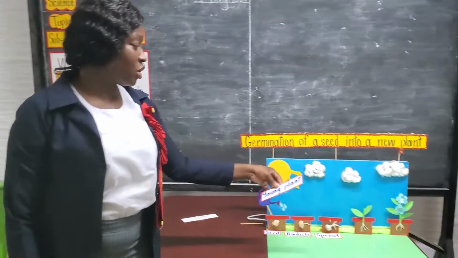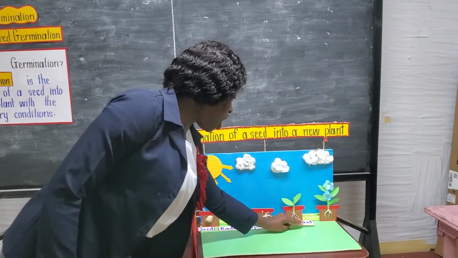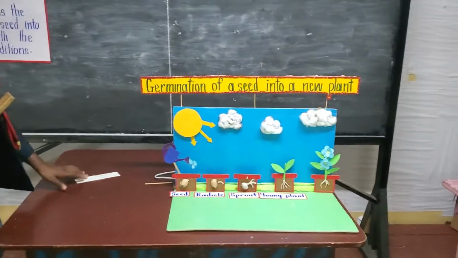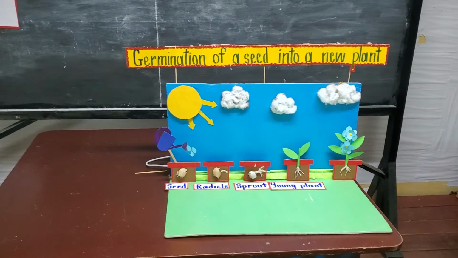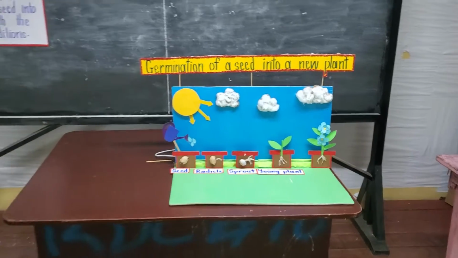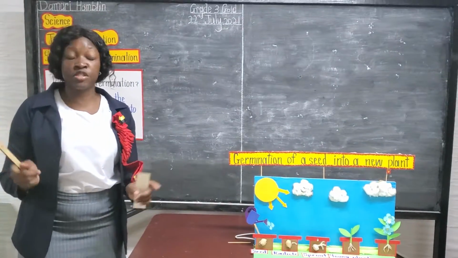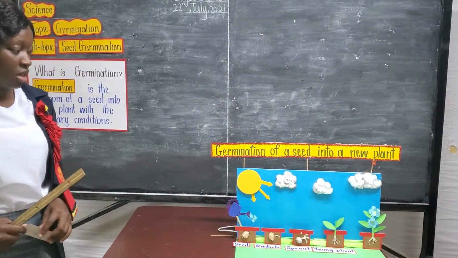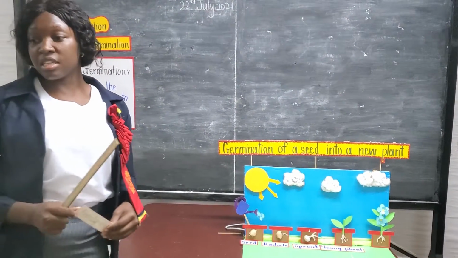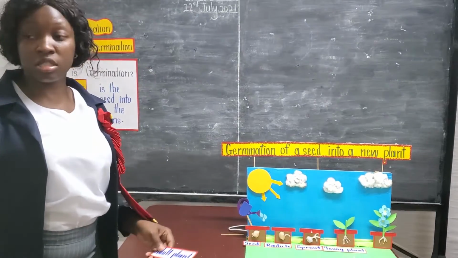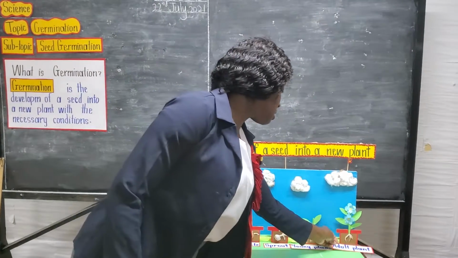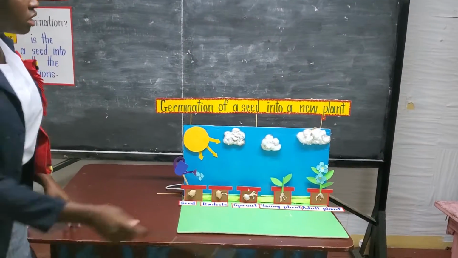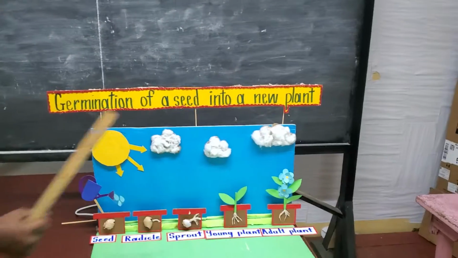That stage is known as the young plant. The young plant. In that stage, we don't have any flower, any bud, or anything. We just have the little leaves shooting out. So we have the leaves and the root. And then we have the last stage, which is known as the adult plant. What is it called? The adult plant.